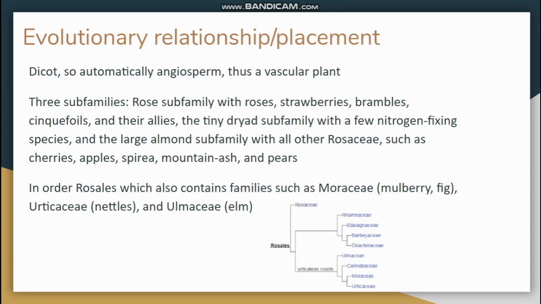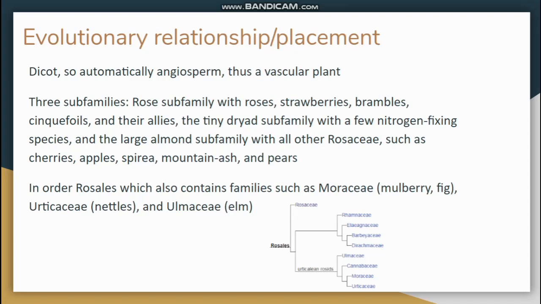You're automatically an angiosperm as a result, and you're automatically a vascular plant because you can't be an angiosperm without being a vascular plant. You can be a vascular plant without being an angiosperm, but you cannot be an angiosperm unless you're a vascular plant. Now, we have 3 subfamilies in this decent-sized plant family. Now, the Rosaceae has about 4,000 species.